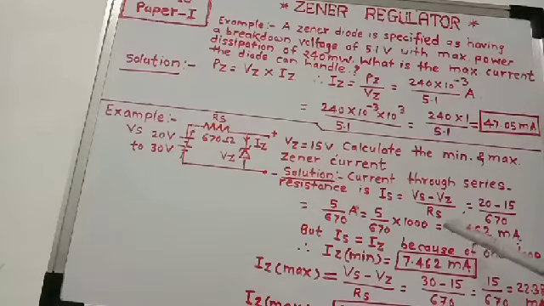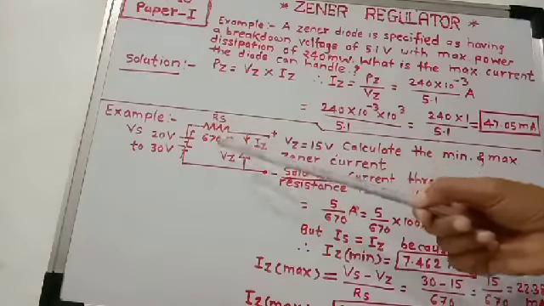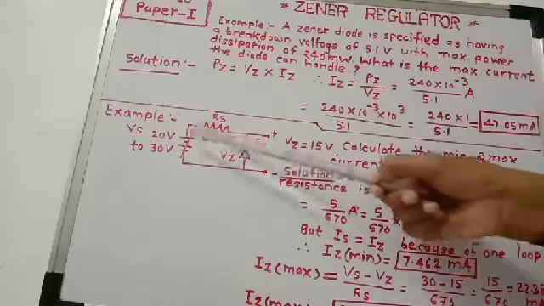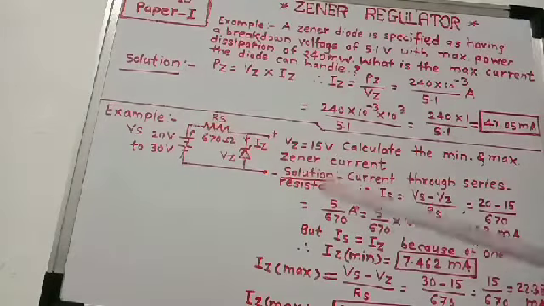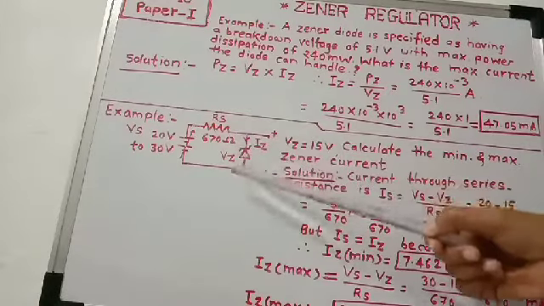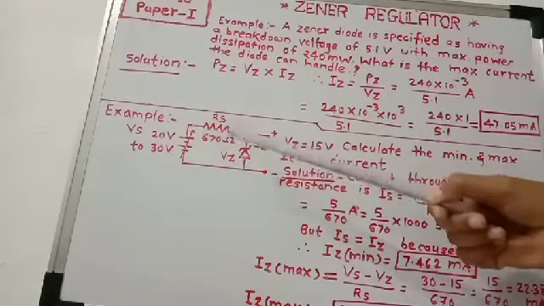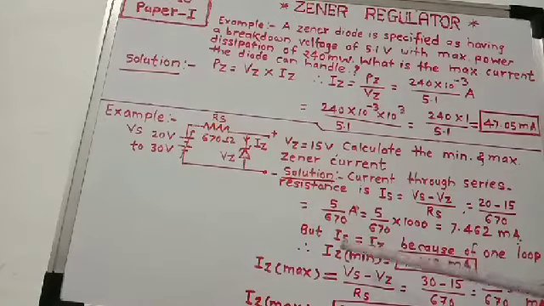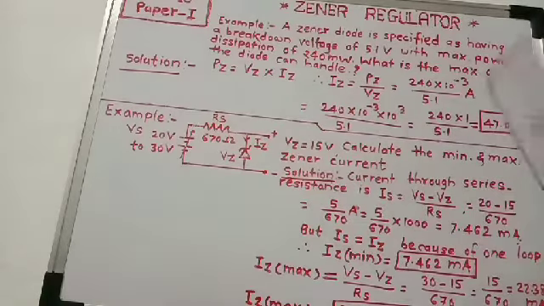That is equal to 7.462 milliampere. But this IS is equal to IZ because this is a single loop. So current flowing through Rs is equal to current flowing through Zener, that is IS is equal to IZ. Therefore IZ is also equal to 7.462 milliampere. Okay, so this is IZ minimum.